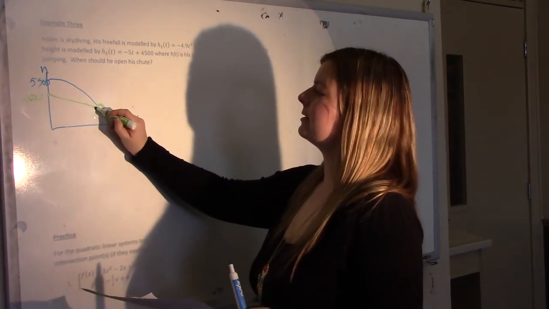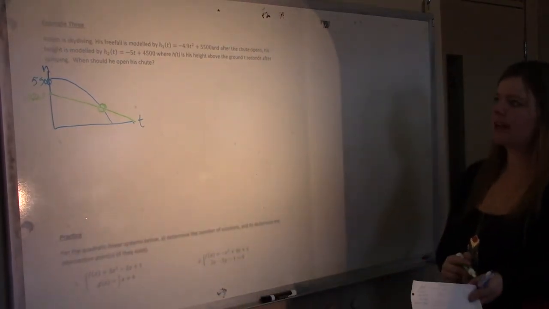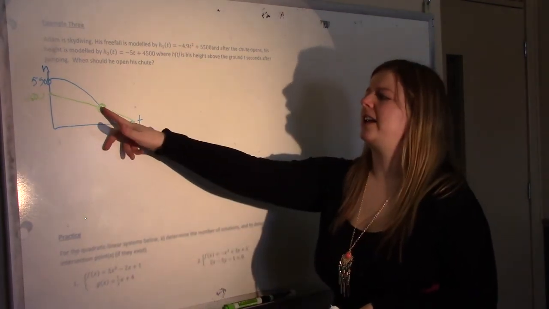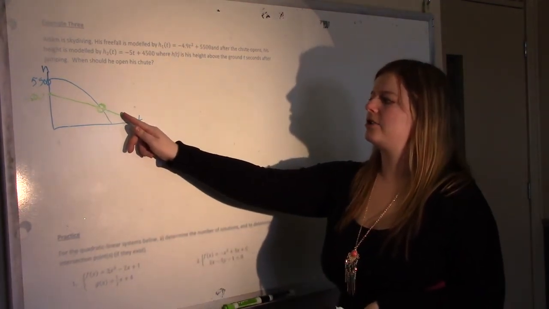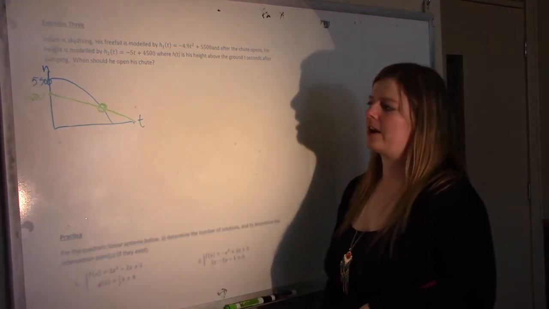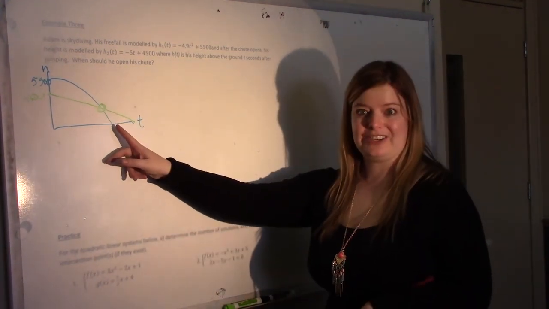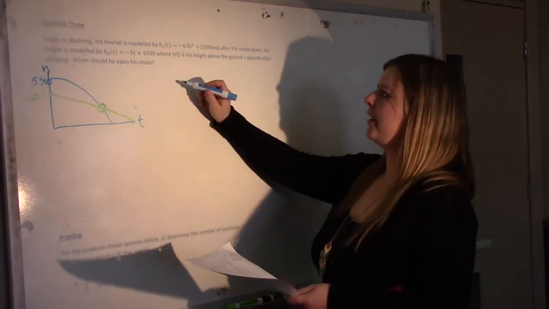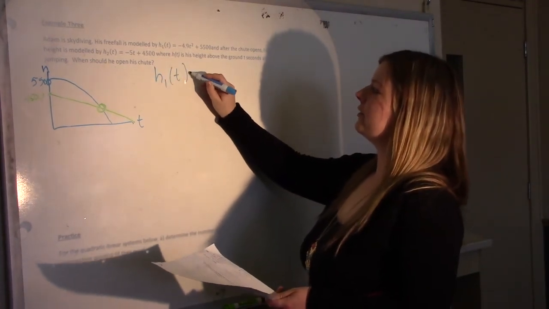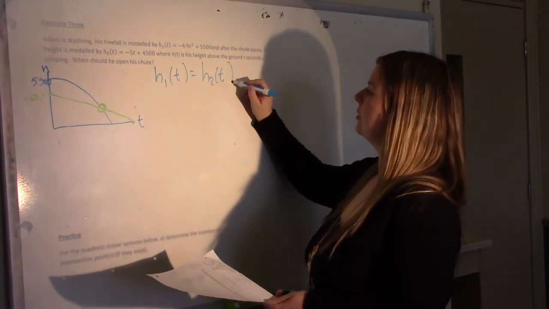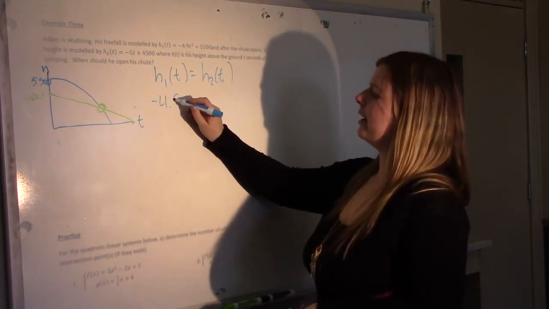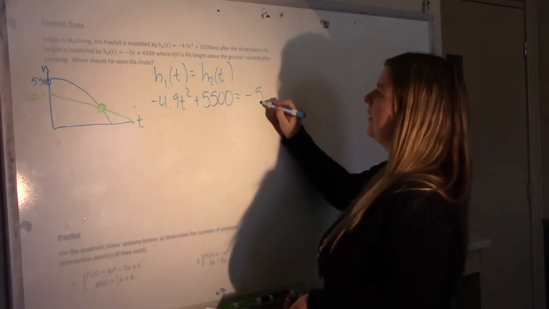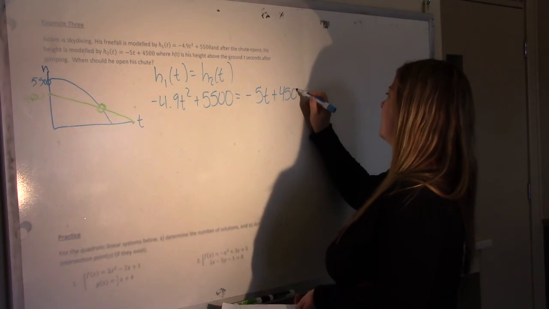And it's this point of intersection that we're looking for. It's saying when should he open his chute? Obviously he wants to open his chute at the exact point so that when he gets into this equation, it'll drift him and he nicely lands on the ground. We definitely don't want this situation, going too quickly. So basically we have to say, when does the first equation equal the second equation? So we do minus 4.9 t squared plus 5,500 equals minus 5t plus 4,500.